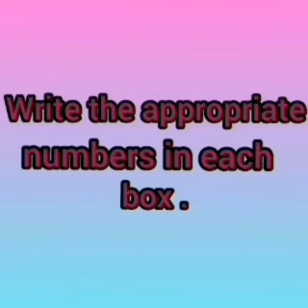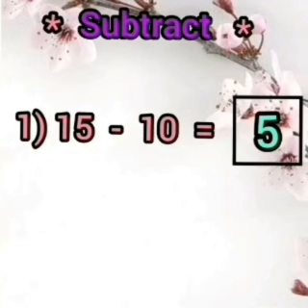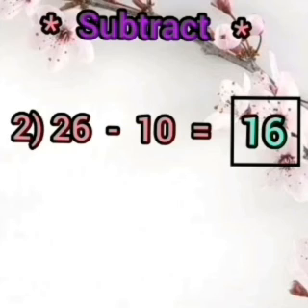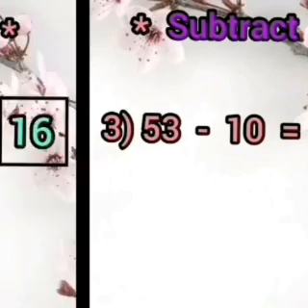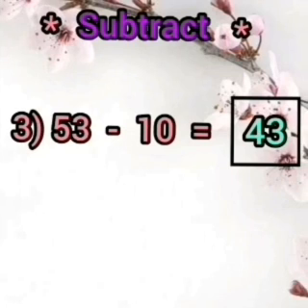Write the appropriate numbers in each box. 15 minus 10 is equal to 5. Let us see the second one. 26 minus 10 is equal to 16. Let us see the third one. 53 minus 10 is equal to 43.